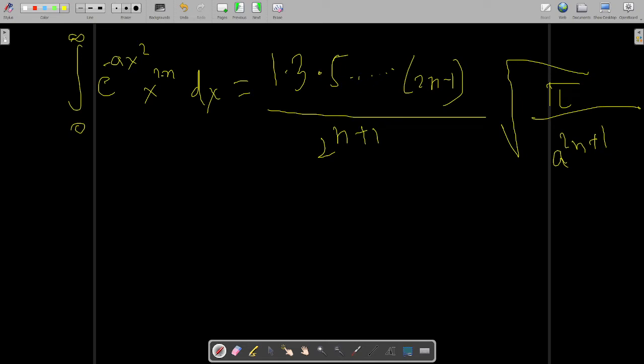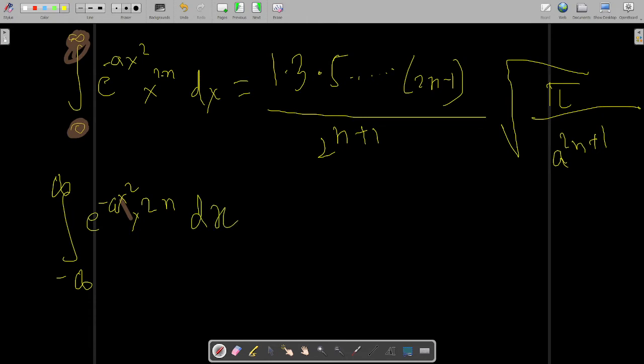So what if I change these limits? What if I change the limits of integration? Suppose I take minus infinity to infinity integration of the same function, e to the power minus a x square x to the power 2n dx, instead of 0 to infinity.